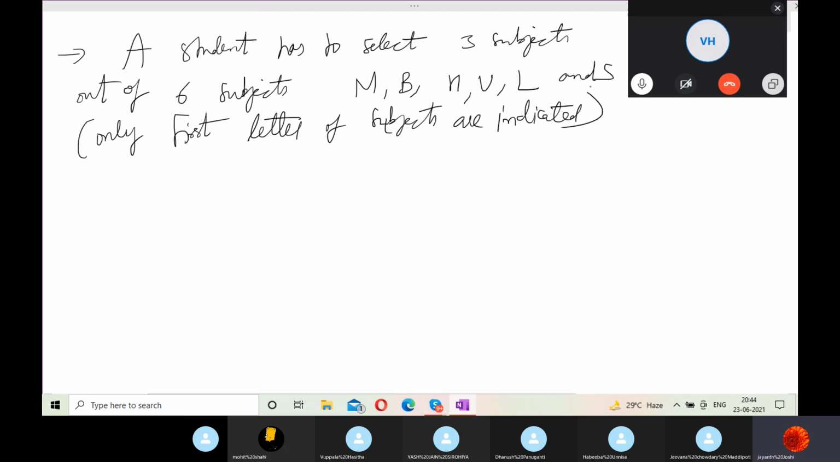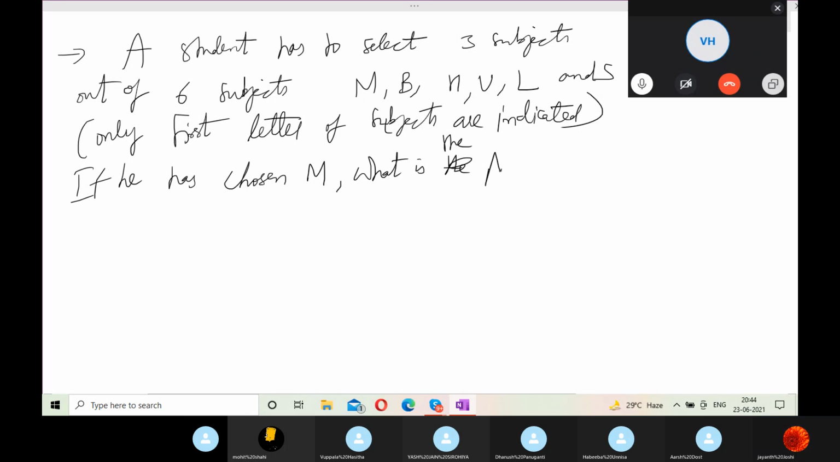Law, science. Now, if he has chosen M, what is the probability of B being chosen? Come on, all of you do this question. Try this. I'm giving you one more question.